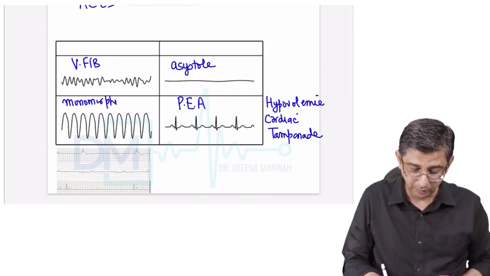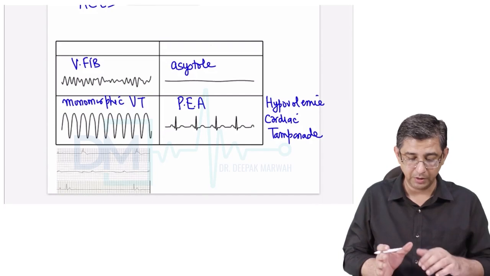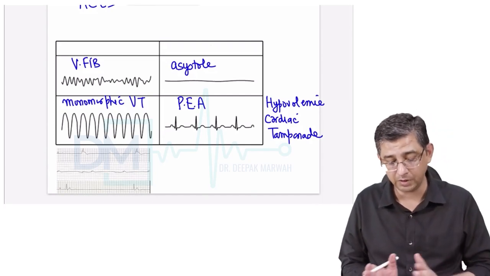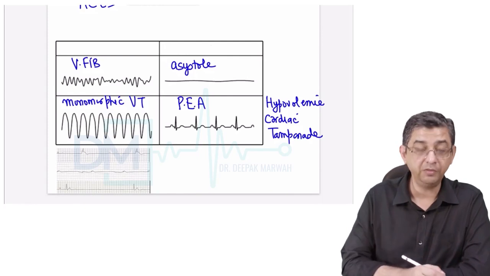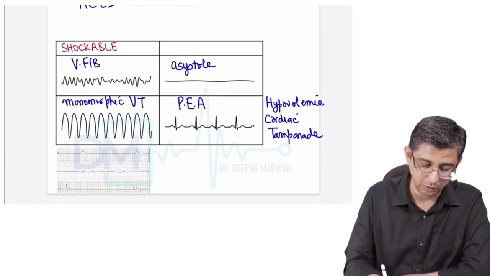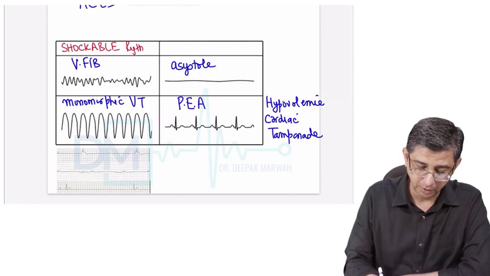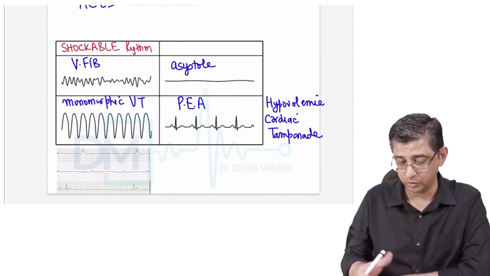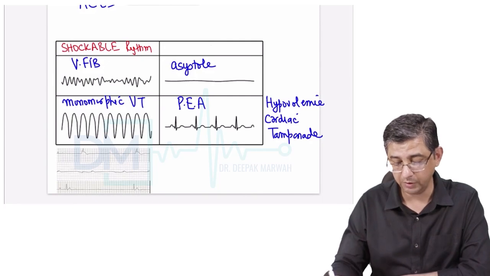Why have we studied them? Well, these are 4 rhythms which decide the algorithm of advanced cardiac life support. For the left hand side, you will deliver a DC shock to terminate the arrhythmia. You will defibrillate the patient, so we will call them shockable rhythms. But on the right hand side, there is no role of giving a DC shock.